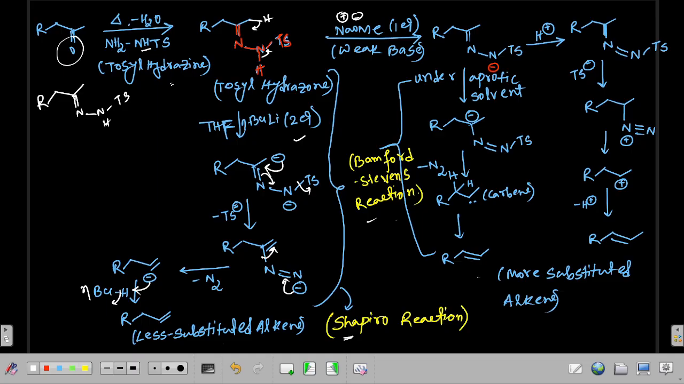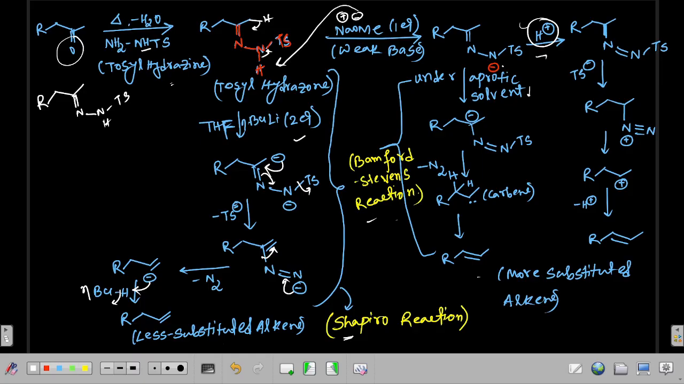So this methoxide will abstract this proton, and it leads to the formation of this anion. After this, there will be two conditions: one in the presence of acid, and one in the absence of acid. First, we will see this in the presence of acid.